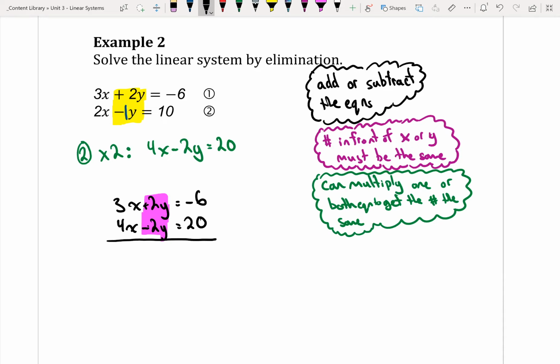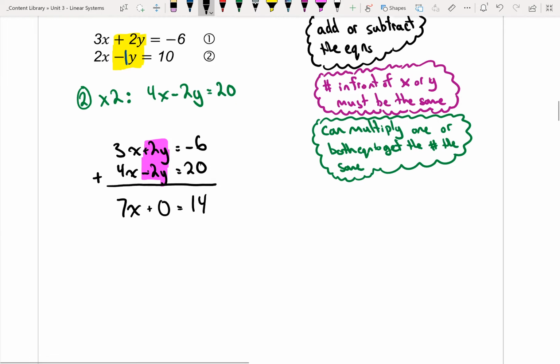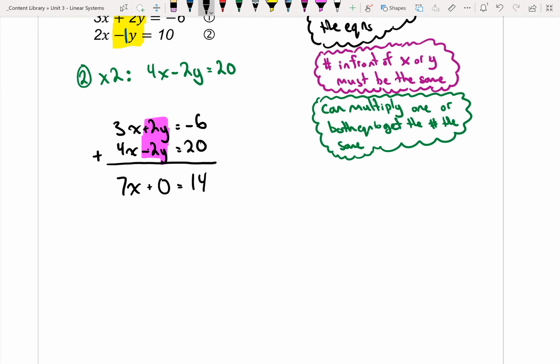So if I refer back to above, because the signs are different, I need to add my two equations. So 3x plus 4x is 7x. 2y plus -2y is 0. And -16 plus 20 is 4. If I go through and solve, I get 7x equals 14. Divide both sides by 7. I get x equals 2, because those canceled out.